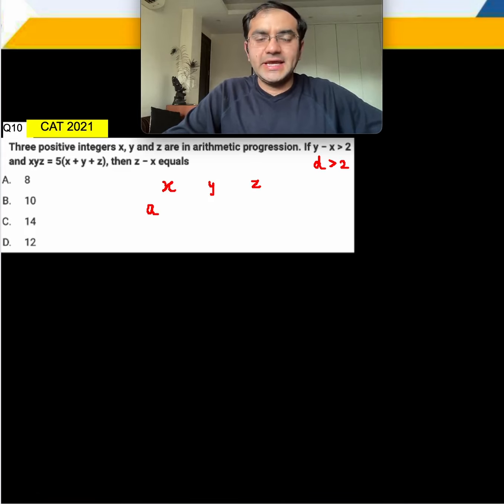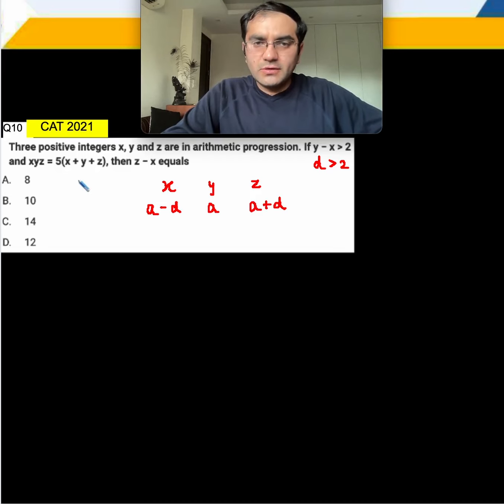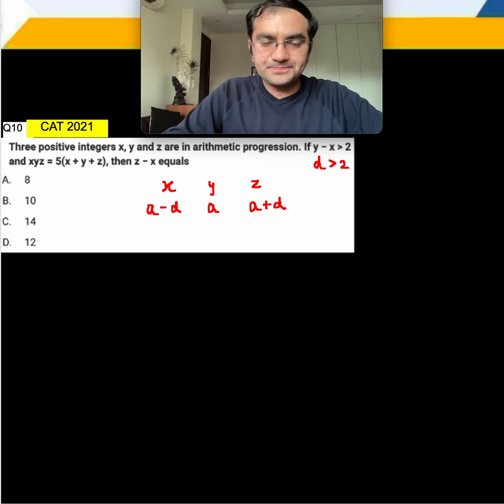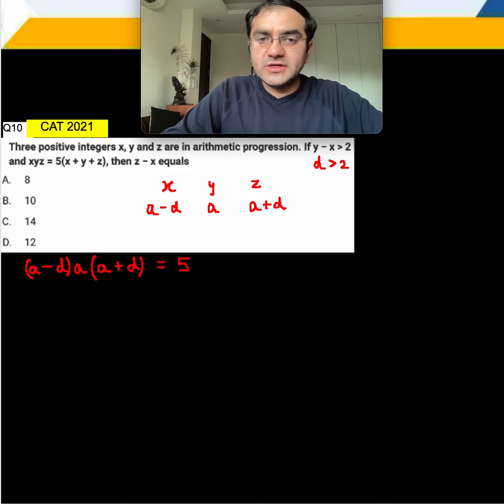I'm going to now take three terms xyz in an AP. Let the first term be a minus d, second term is a, third term is a plus d. Why have I taken this? I have taken the terms in this form so that x plus y plus z now becomes 3a and it is independent of d. That's why I have taken this. So let's write xyz, product of terms is equal to 5 times sum of terms, that's 3a. So your a gets cancelled over here.